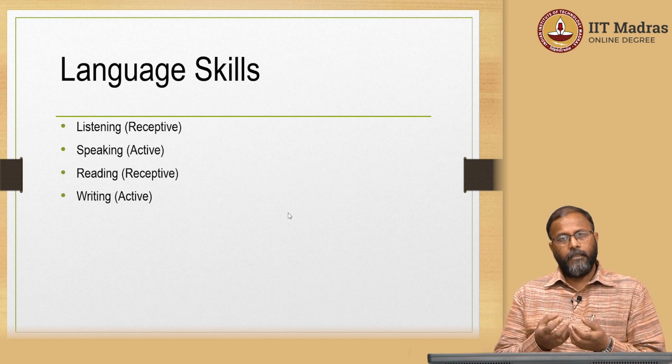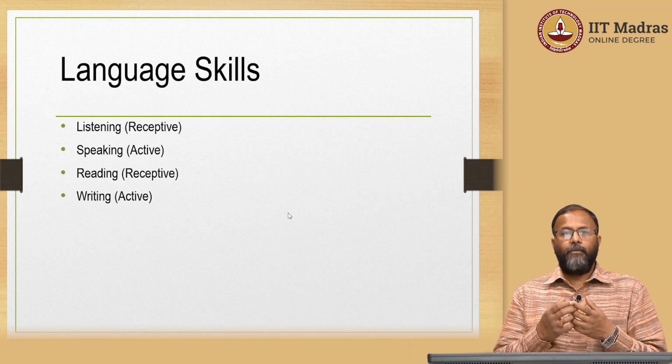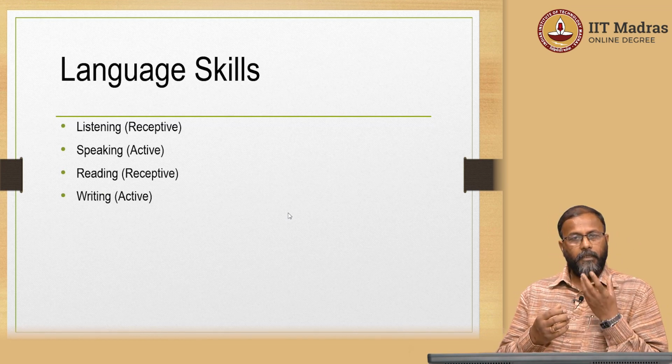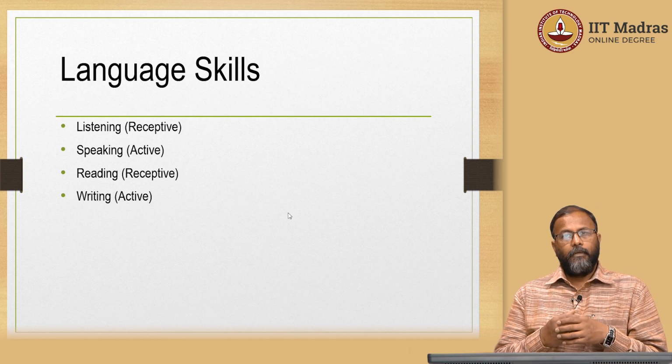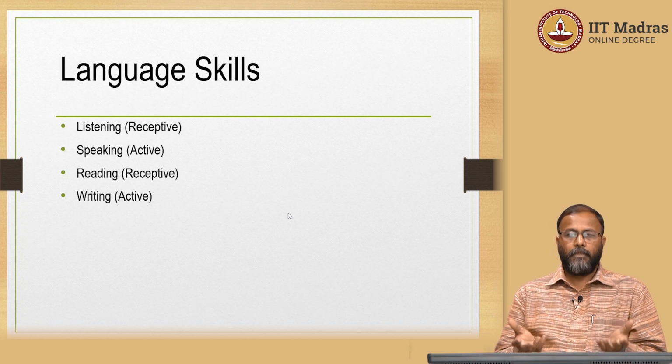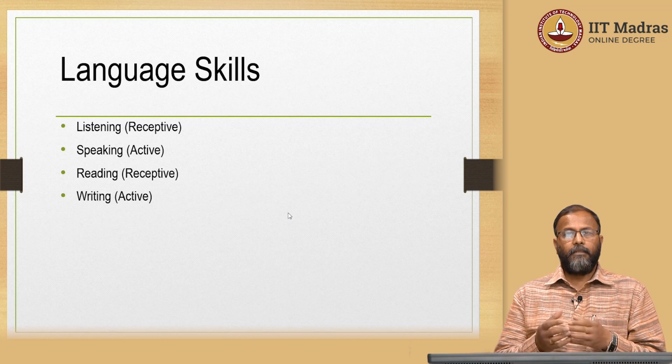Why do we call it integrated skills? Because these skills appear in this order naturally, and when you acquire even your first language, your mother tongue, you start with listening, input, and then speaking, output. So there is a myth that listening is a passive skill. It's not a passive skill. Reading is a passive skill. It's not a passive skill. Speaking is active, writing is active, listening and reading are passive.